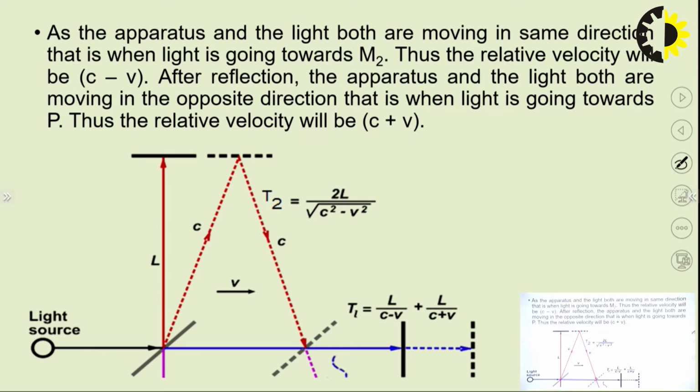So this is the simplified ray diagram of this Michelson interferometer. Now let me elaborate on this interferometer by this figure. This is our light source from where light is moving, and this is our collimating lens.